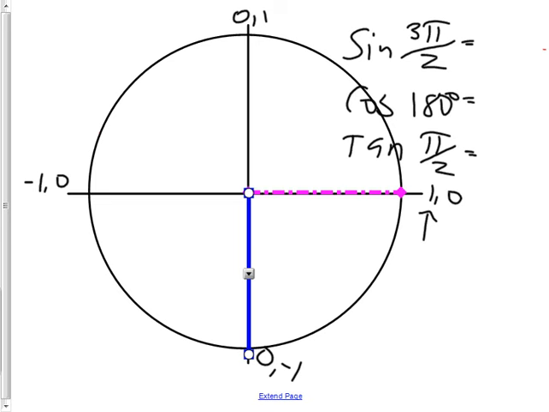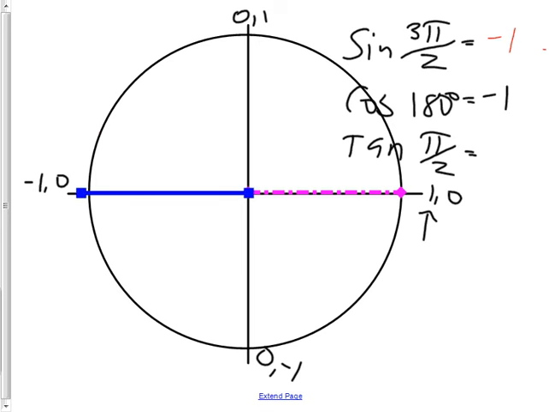Okay, sine of 3 pi over 2. Sine at this spot right here. The sine's the y. So the y is -1. So there you go, -1. Cosine at 180. Well, first of all, where's 180? There's 180. Cosine is the x. So x is -1, and therefore -1.